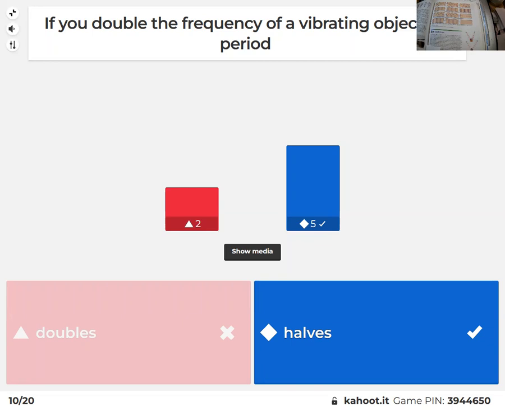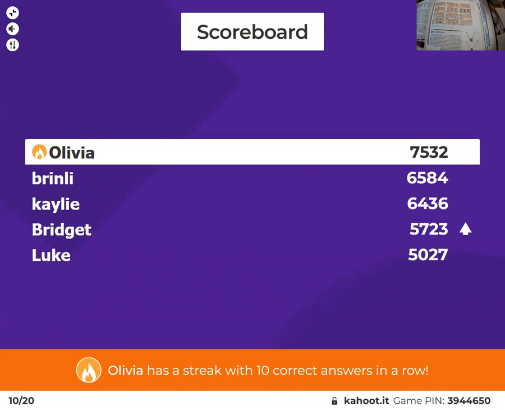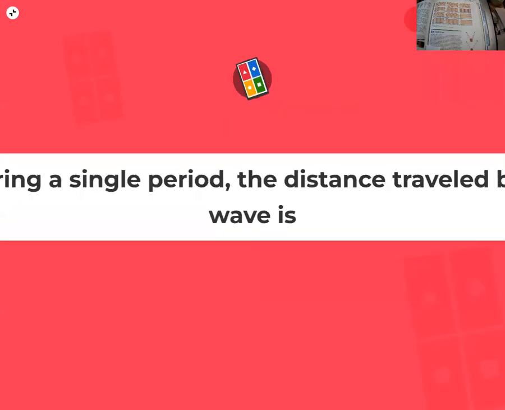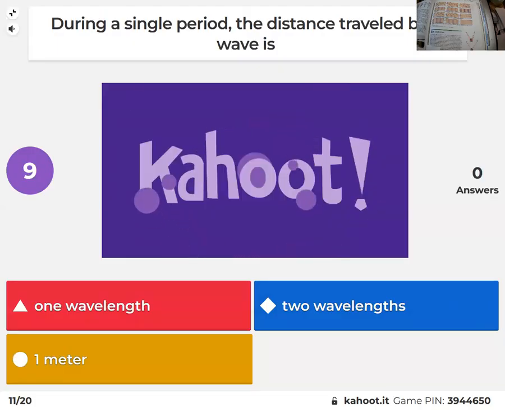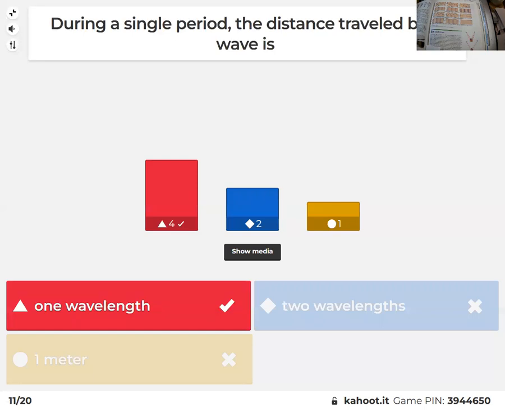Okay, which would be the reciprocal, right? So whatever time period does, frequency is the reciprocal of that, and vice versa. During a single period, the distance traveled by a wave is one wavelength. So it travels one wavelength during one time period. Right? If you divide one wavelength by one time period, you get the wave speed.